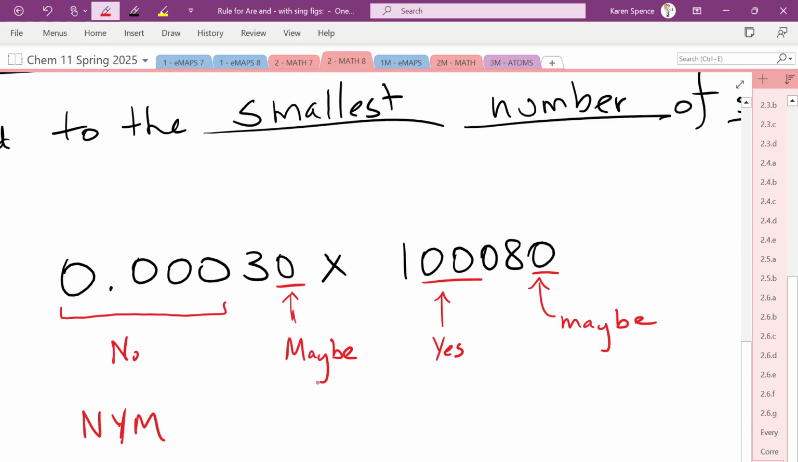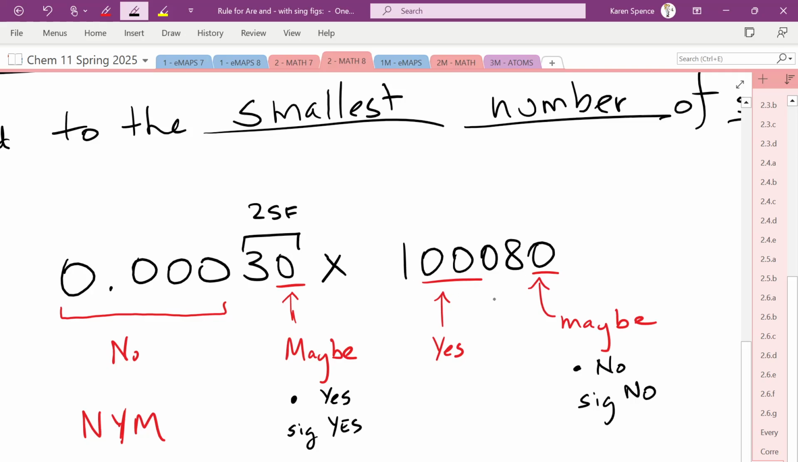So what does the maybe depend upon? Yes? If there's a decimal or not. So if we say decimal, yes. Significant, yes. So how many sig figs in 0.00030? 2. How many in, over here we've got maybe. We say decimal, no. Is that one significant? No. Significant? No. So how many sig figs in this number? 1, 2, 3, 4, 5 sig figs.